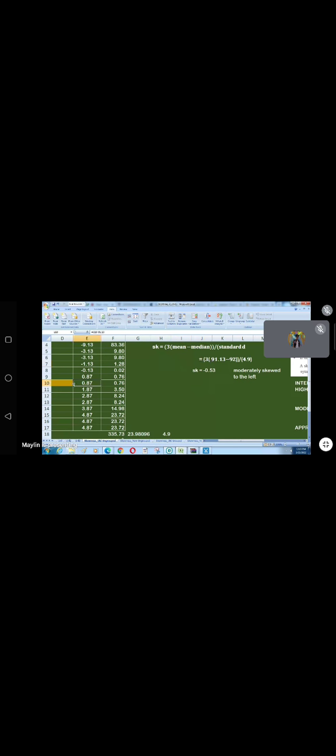Okay, and then 91.13, your mean minus your median coming from here, the difference will be multiplied by 3 over the 4.9, that is the standard deviation, and you'll get a negative skewness. Negative 0.53. Okay, so again, you need your median here. This is it.